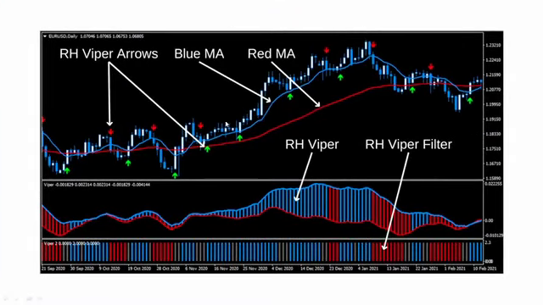On the price chart, we've got two different moving averages. We've got the blue moving average, and we've got the red moving average. The next thing you're going to see are the arrows. Now the arrows are red on top of the price pointing down and green under the price pointing up.